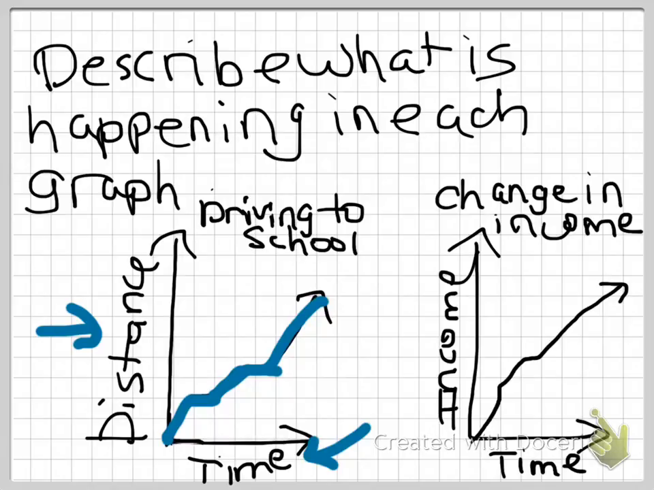The other graph, the change in income is what you make at a job when you work. So as the time goes by, it looks like the change in income is always increasing. That's a good thing. That means that you must be working hard. And that's what I would say about that graph is as time goes on, your income is increasing and you should be working hard at your job to be making the increased income. Also, the more time you work, the more money that you usually make because you're working more hours.